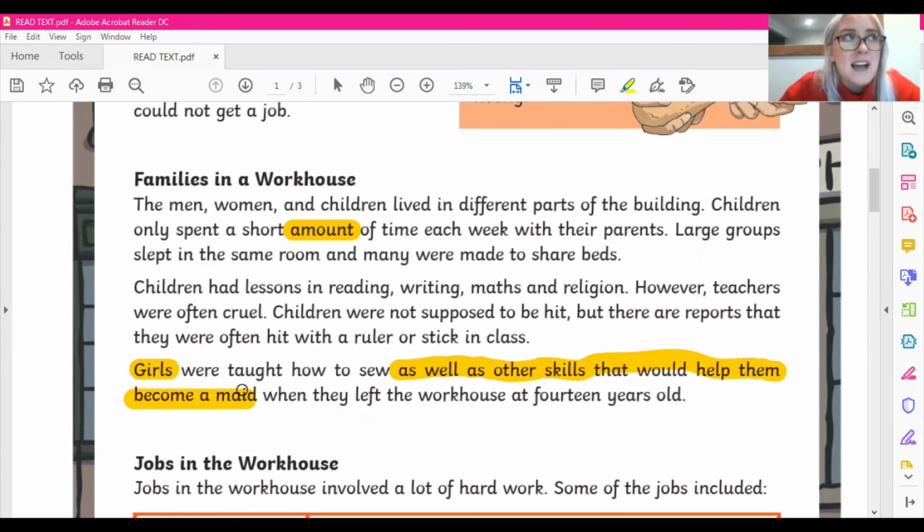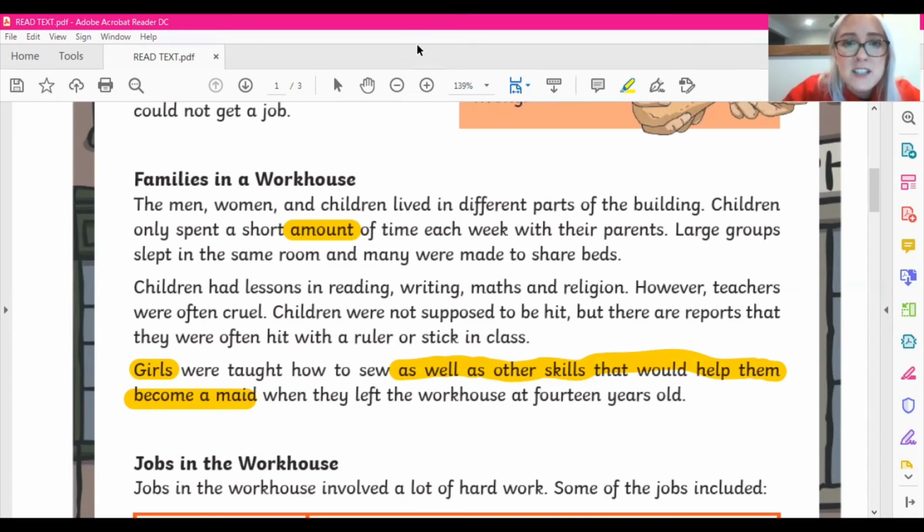So from that, we can infer that girls were taught how to sew, they were taught how to cook, they were taught how to clean, all the things that maybe a maid would do: the laundry, the housework, the cleaning, the cooking. That's what girls were taught to do in the Victorian times. So it's about using our inference skills, really, and using the evidence in the text to answer these questions.